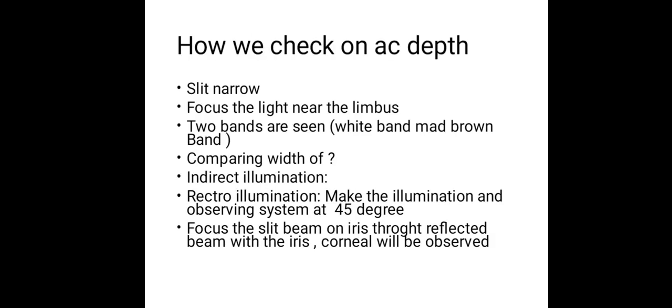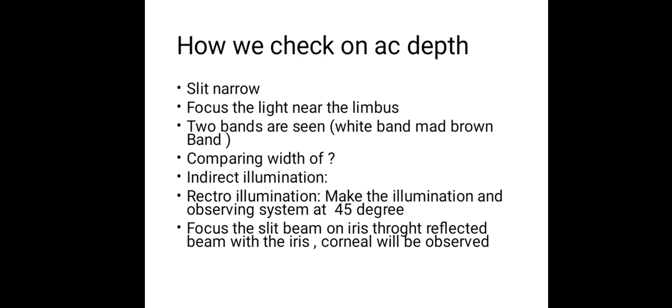Next, how to check the AC depth. The slit will be narrow, kept on the limbus, using a wide beam or a bar beam. How will we be comparing the width of the beam? We should compare it with the width of the corneal band. The corneal band is a white band, and the iris is a brown band. It is graded from 0 to 4: 0, 1, 2, 3, 4. 0 is closed, 1 to 3 is shallow, and 4 is very deep.